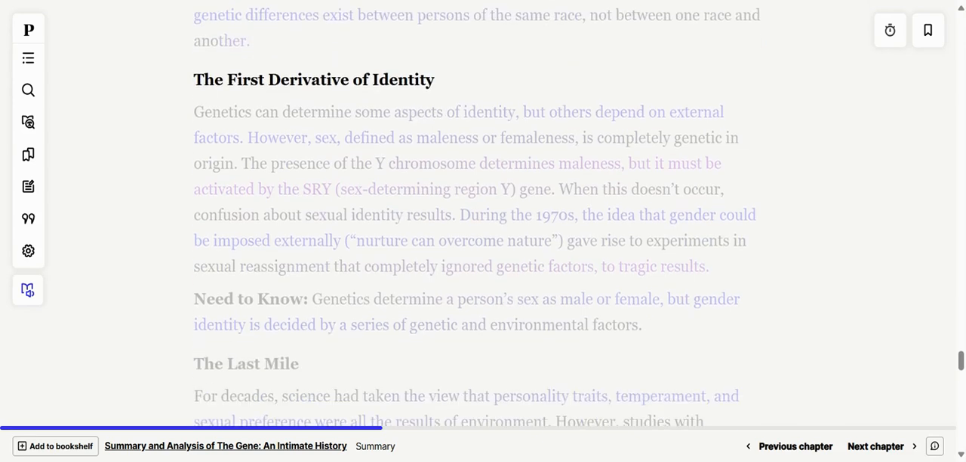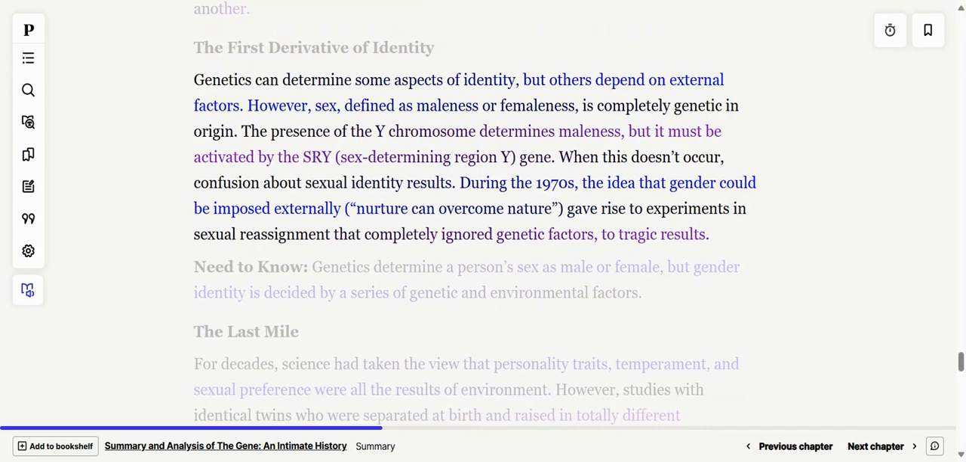When this doesn't occur, confusion about sexual identity results. During the 1970s, the idea that gender could be imposed externally, that nurture can overcome nature, gave rise to experiments in sexual reassignment that completely ignored genetic factors, to tragic results. Need to know: genetics determine a person's sex as male or female, but gender identity is decided by a series of genetic and environmental factors.